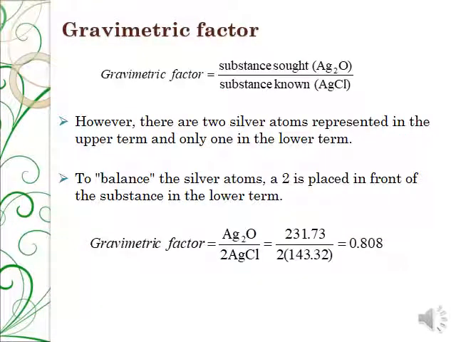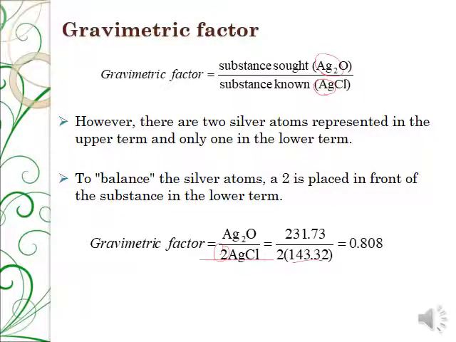Here is an example when the stoichiometric value is not 1 to 1. For example, the substance sought is silver oxide and the substance known is silver chloride. So you see here, 2 silver in the numerator, and then only 1 silver in the denominator. So we multiply the formula weight of the denominator by 2.